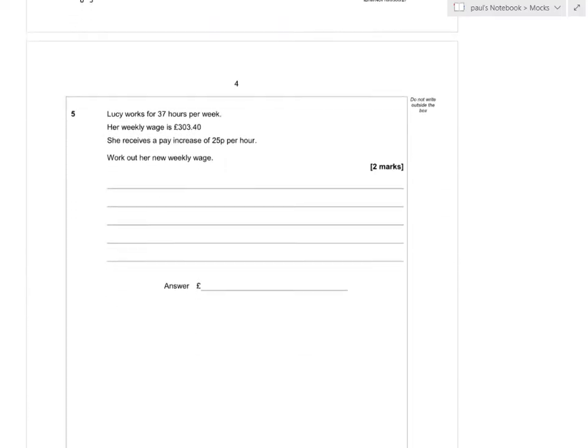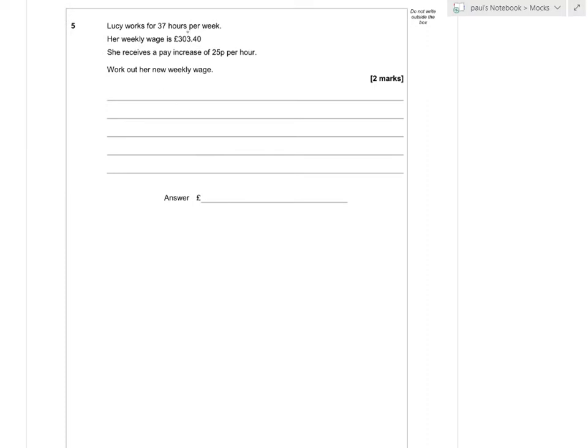Lucy works 37 hours a week. The weekly wage is 303.40. She receives a pay increase of 25 pence an hour. Work out her new weekly wage. So first of all, we do 303.40 divided by 37 to find out her hourly money, which means she gets £8.20.